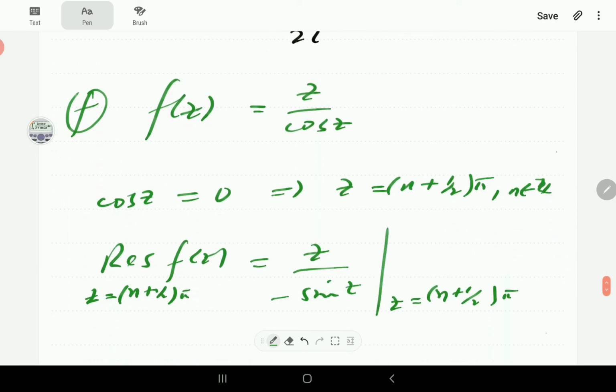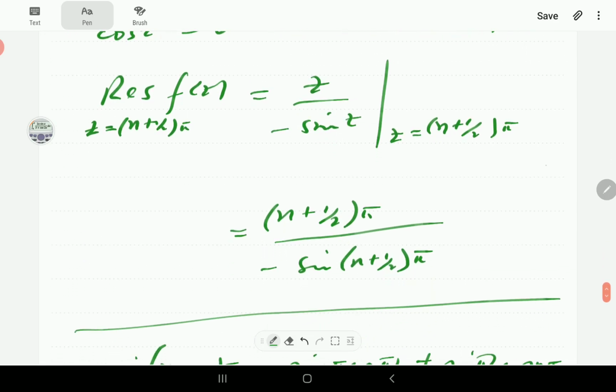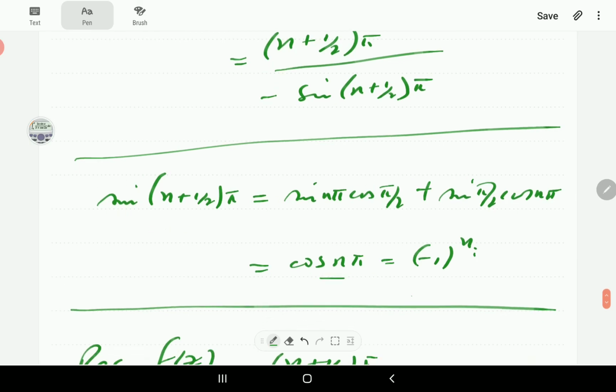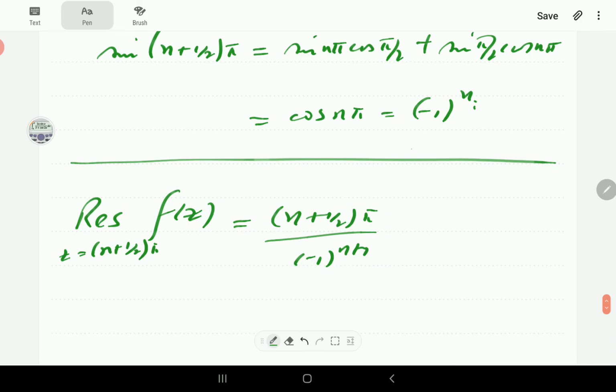The last one is going to be singular when cosine z is 0. This is what happens when you have odd multiples of pi on 2, which are given by n plus half pi, where n is an integer. So if we differentiate the denominator and then plug in, it's going to be sine of n plus half pi. Well, sine of n plus half pi is the same as cosine n pi, which is negative 1 to the power n. So the residue is going to be given by that.